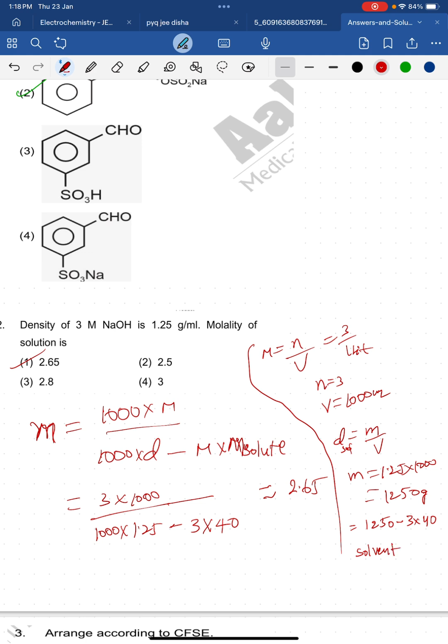Once we have the solvent mass, you can apply the molality formula. What is the molality here? We get n divided by the weight of solvent in grams, into 1000. This is the formula. n equals 3 moles. The weight of solvent I can get here as 1250 minus 3 into 40, into 1000. By solving this also we can get the molality answer.